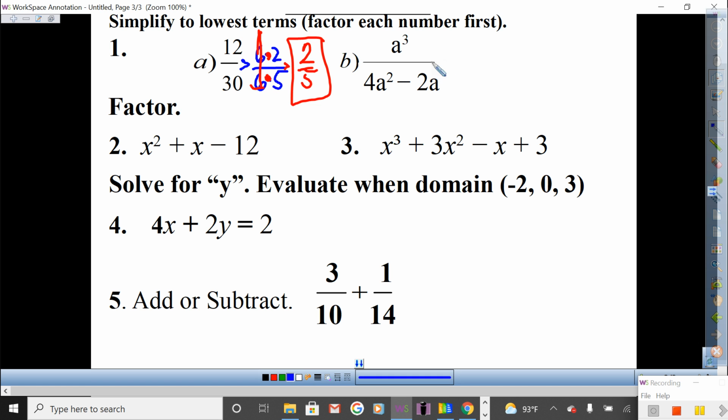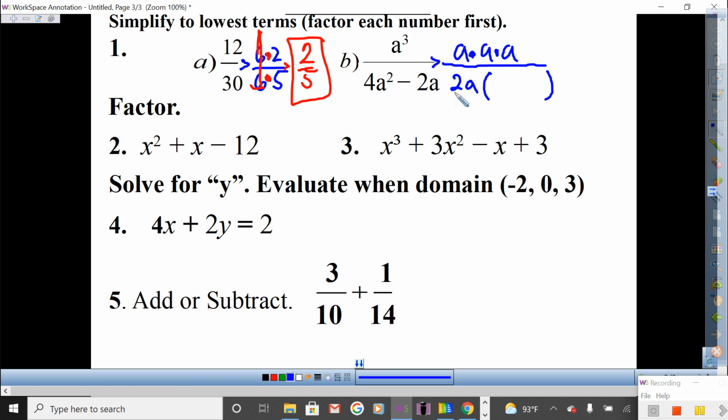Number 1b, how can we factor this? a times a times a. Is there multiplication all the way through? Yes. How can we factor this? What is the GCF? 2 and a, because both terms can be divided by 2, yes? And both terms have an a, don't they?